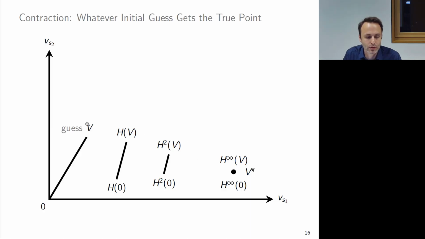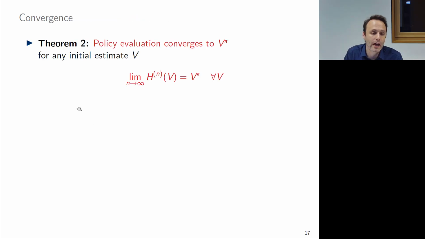So if we have these two guesses, then we can apply this operator, the policy evaluation operator, and this is going to shrink the distance between the two. Then we apply it again and again and again, and we end up at the true value of the value function for that state. Now, this is theorem number 2, which tells us something about convergence. It says that policy evaluation will converge to the true value of that policy for any initial estimate. So if we do infinitely many iterations, then this is going to be the true one.